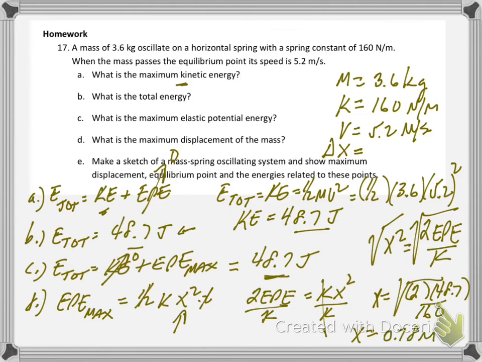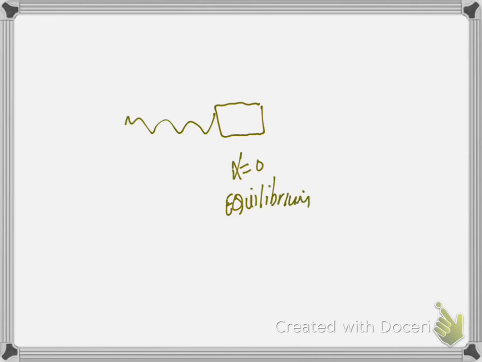E, make a sketch of a mass spring oscillating system and show maximum displacement, equilibrium point, and the energies related to those points. So we want maximum displacement, equilibrium, and energy. Let's draw a picture of that. So we're going to call this x equals 0. We're going to call that the equilibrium. And at the equilibrium point, the spring really isn't compressed or stretched, so it has no spring energy.